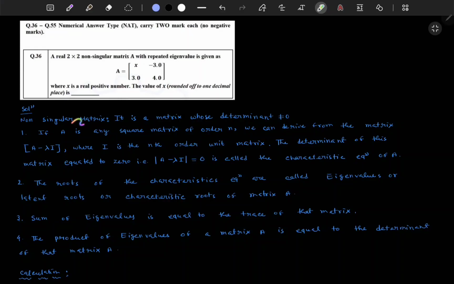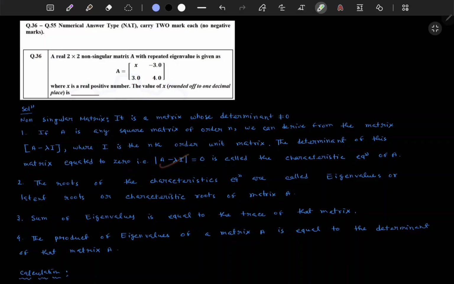Okay, so if it is non-singular, then only its determinant is not equal to 0. If A is any square matrix of order n, we can derive from the matrix A minus lambda I, where I is the nth order unit matrix, and equate its determinant to 0. So mod of A minus lambda I equal to 0 is called the characteristic equation of A.